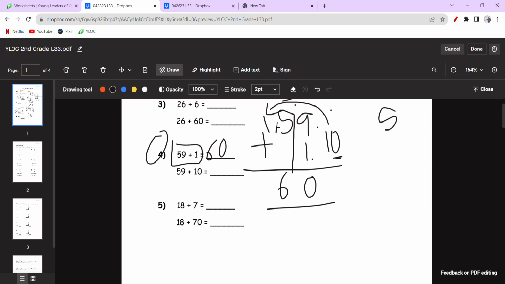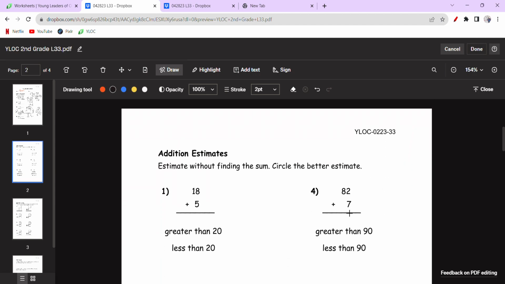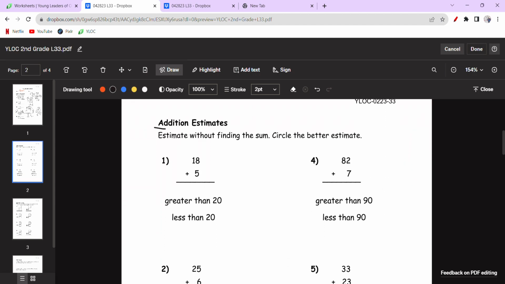Now 59 plus 10 we have right here. Again, make sure you know your digits and their values. Then we do 9 plus 0. You're not adding anything, which is 9. And then 5 plus 1, which equals 6. So in total, our answer would be 69. Pretty straightforward, right? Now we're moving on to estimating.